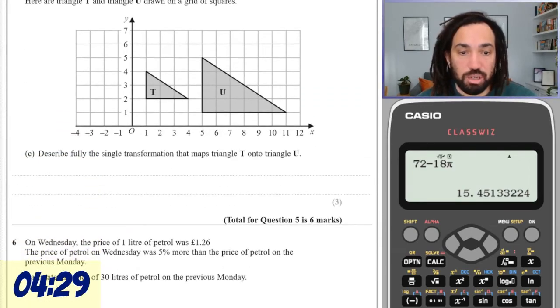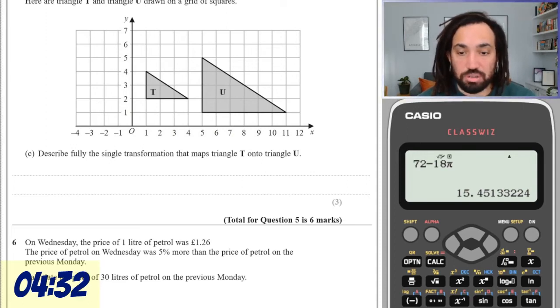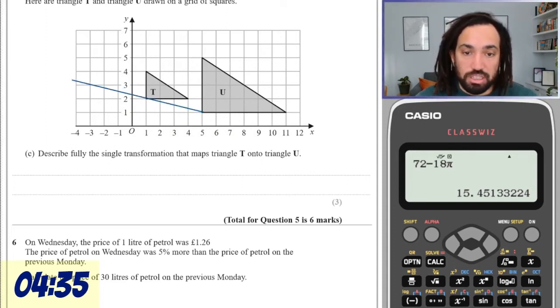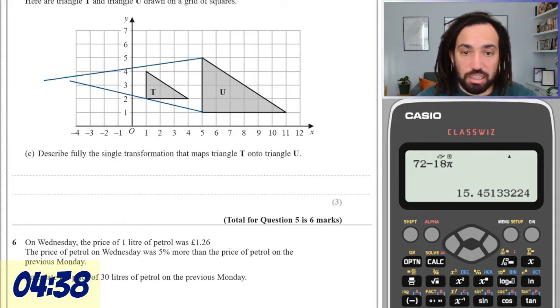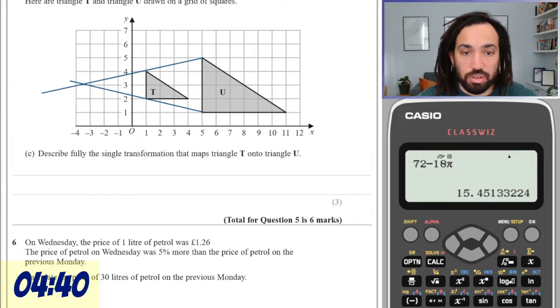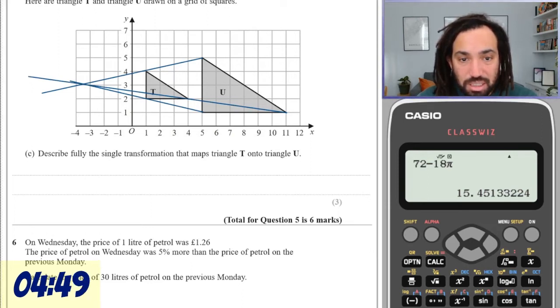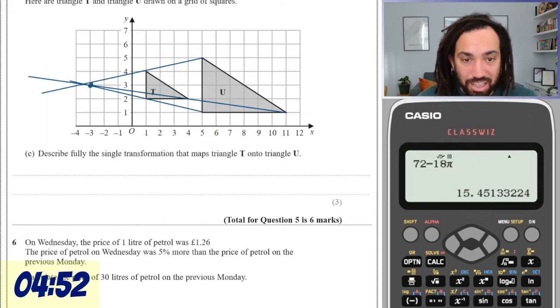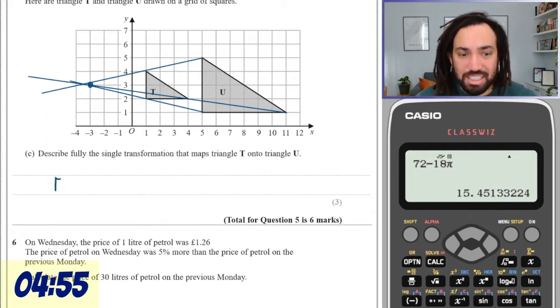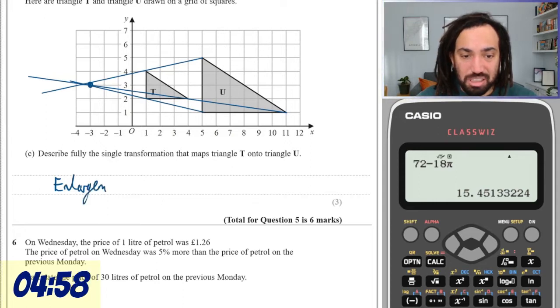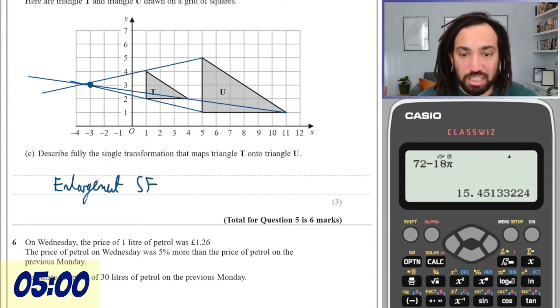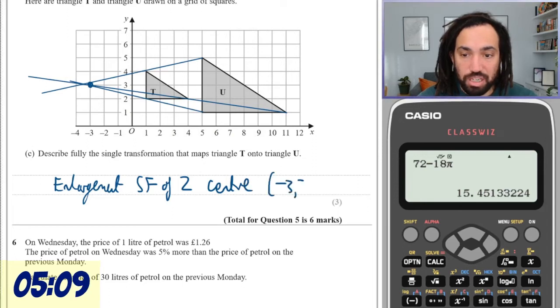Okay, describe fully the transformation that maps T onto U. Right, so if we draw lines back, we should be able to find the point of... right. I'm gonna eyeball that at this point here. So that's an enlargement. The scale factor is T to U, so it's getting 2 times bigger. Scale factor of 2, and then the centre is going to be minus 3, 3.